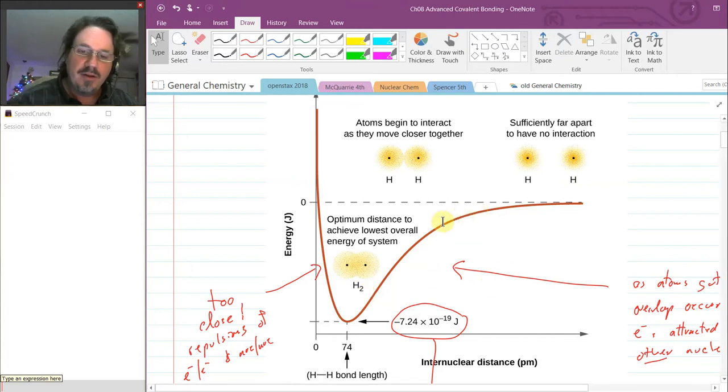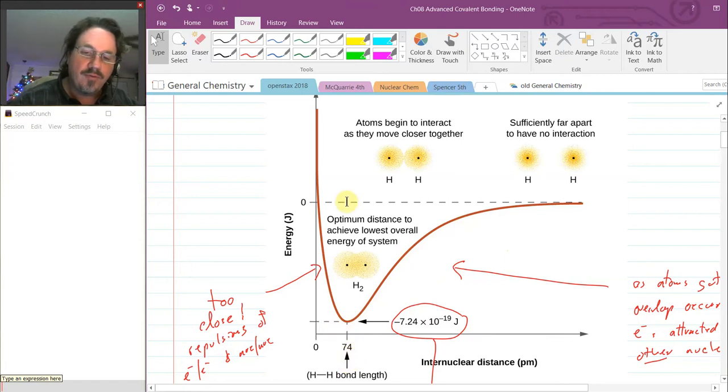As I'm going down here, the stabilizing forces are winning, if you will. At this point, they exactly finally balance each other out, and I come to a minimum. If I try to go closer, I go shooting up very quickly because the repulsive forces dominate the attractive ones. And so I've got this optimal distance right there, in this case 74 picometers for an H-H bond. That'll be what I call the size or the distance of an H-H covalent bond.